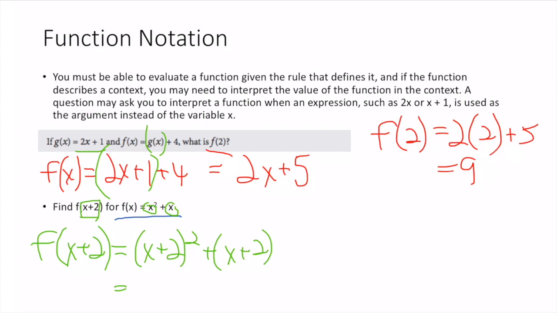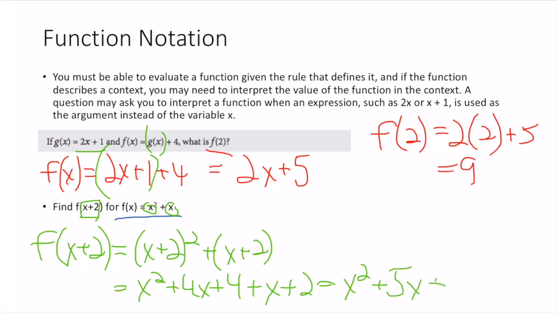Okay, so now I can just go ahead and solve this like normal. I'll FOIL the first one, and I'll end up with x squared plus 4x plus 4. Then just rewrite the second part. And when I collect my like terms, I get x squared plus 5x plus 6. And I'm done. So function notation is very straightforward. Whatever they're asking for in the brackets, just make sure we sub that in for everything.